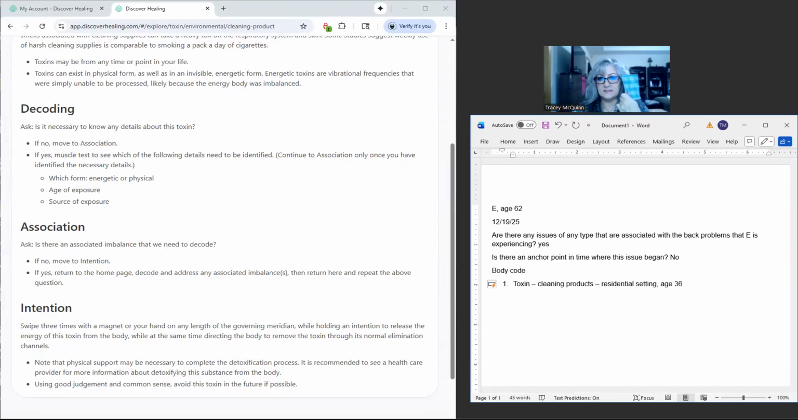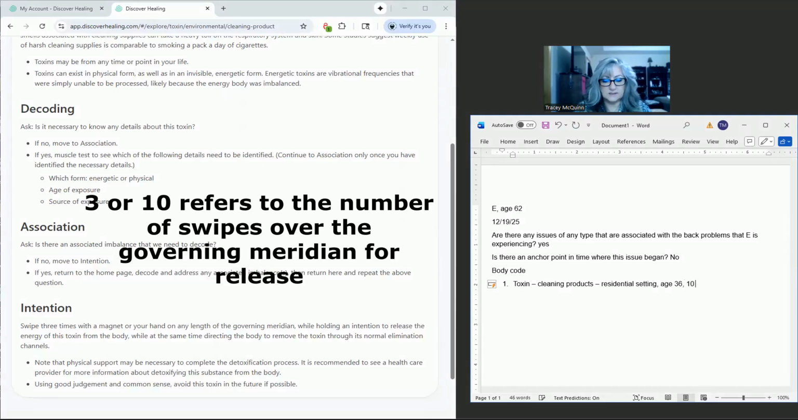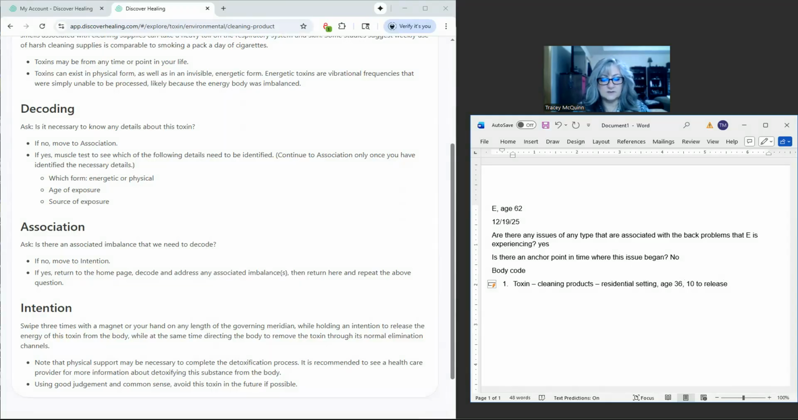I have my handy dandy emotion code magnet right here. And I'm going to be releasing down the hand rather than going over my head today because it's just quicker and it's just as effective. So what we want to do is 3 or 10 to release. And is this an energetic toxin? It's physical. And remove. Okay.